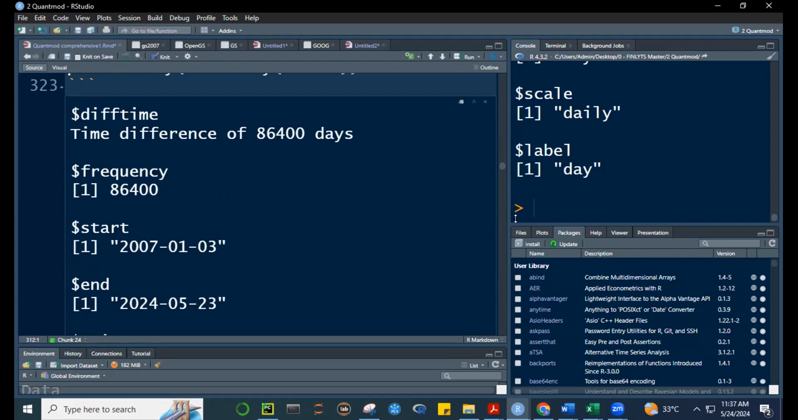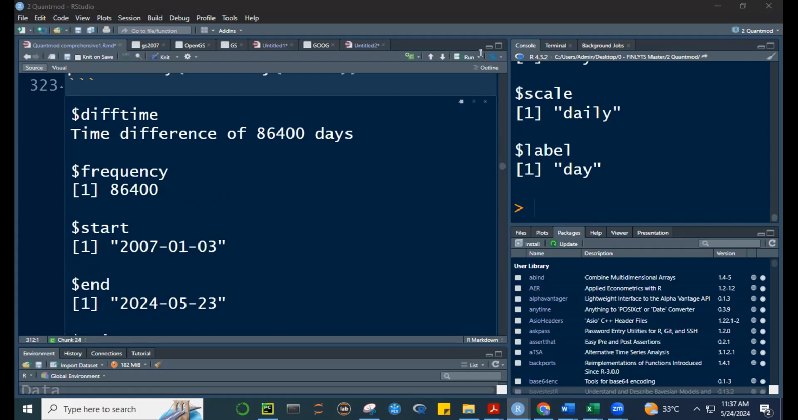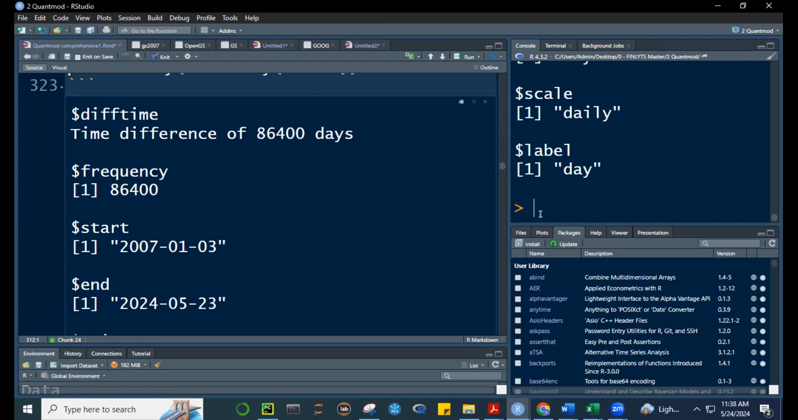Okay, see, I have an answer here. Days. Yes, Vince, what do you mean by days? 86,400 days. Yes po, sir. How was that obtained? Let's experiment, class. Try to deduct 2024-05-23 with 2007-01-03. Could you kindly see what the result will be? 17 years.